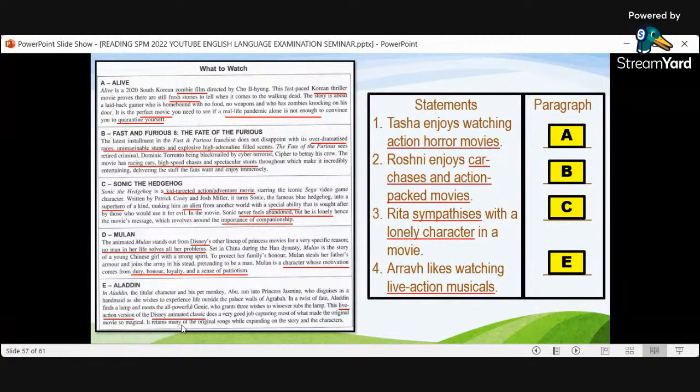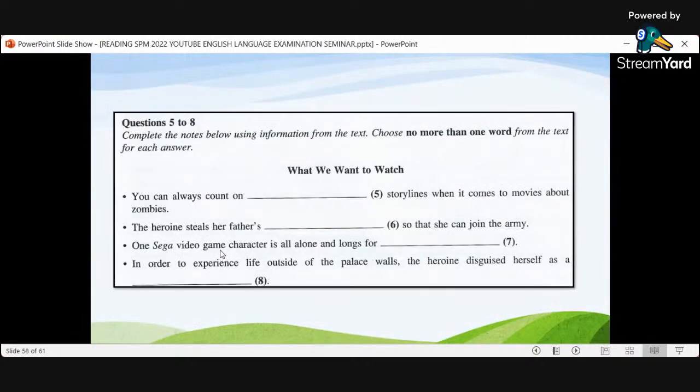So alphabet must be correct. Write in capital letter when all of this is in capital. All right, A is capital, B capital, C capital, E capital. All right, then let's go to the next one, which is this one.